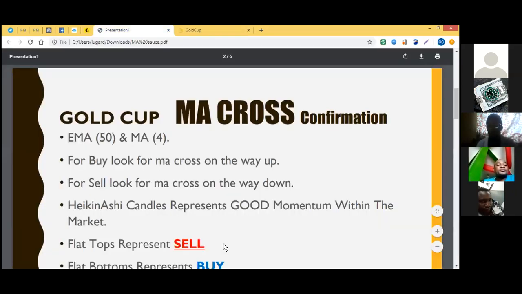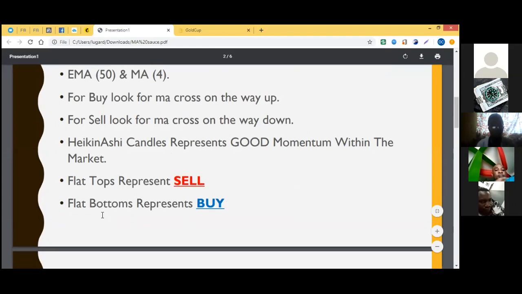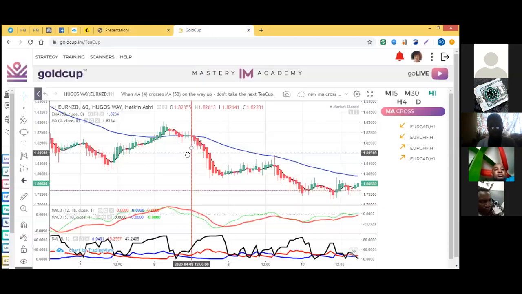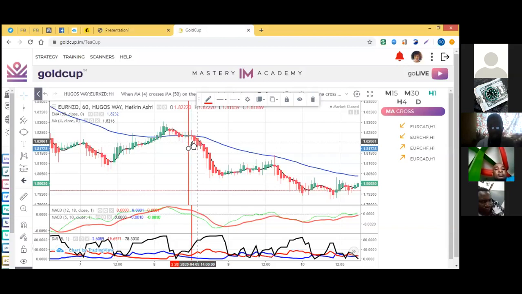The number two confirmation, guys, is Akinci candle should be a flat top for a sell, and it should be a flat bottom for a buy, okay? Now, guys, if you look closely, the candle at which they cross is not a flat top and is not a flat bottom. You are not going to do anything, all right? You are waiting for a flat top candle.